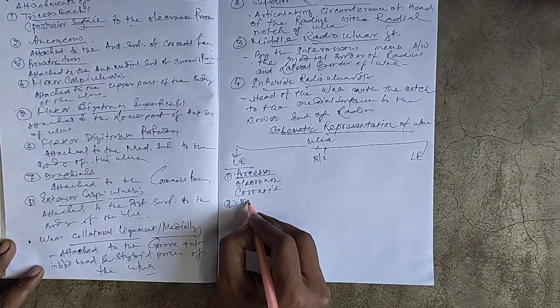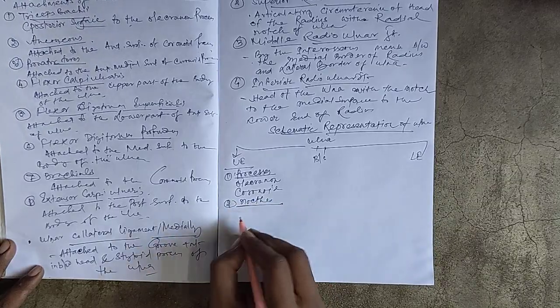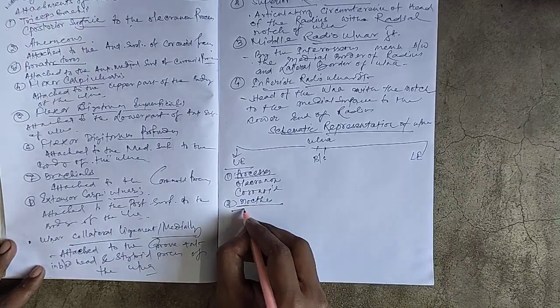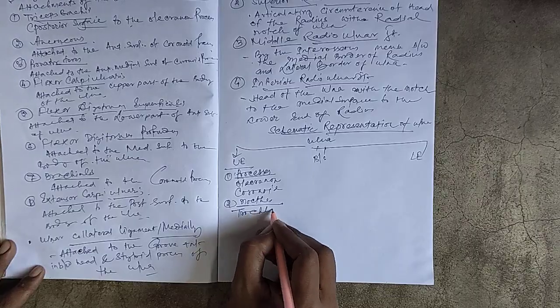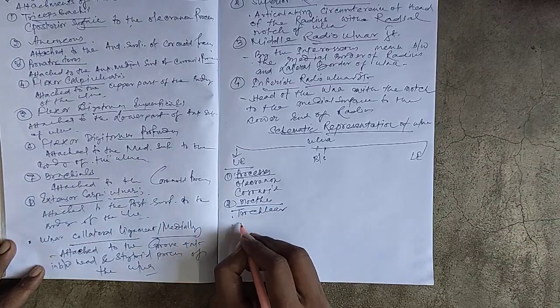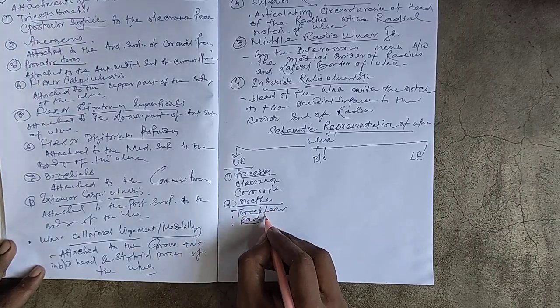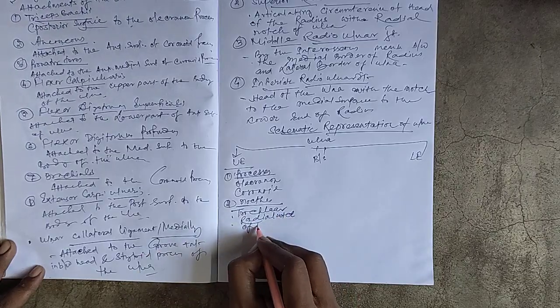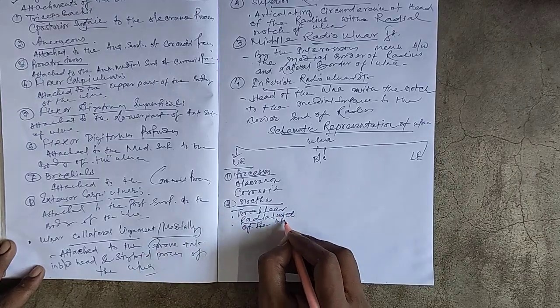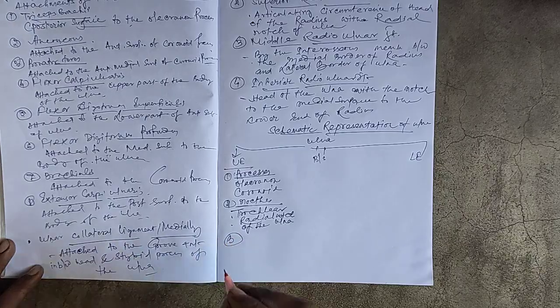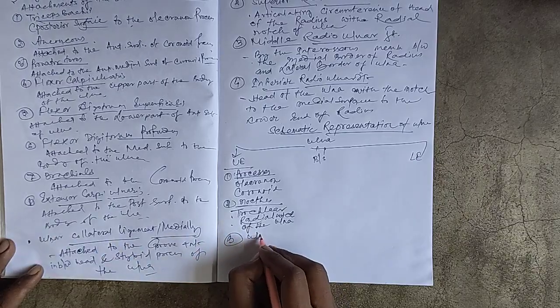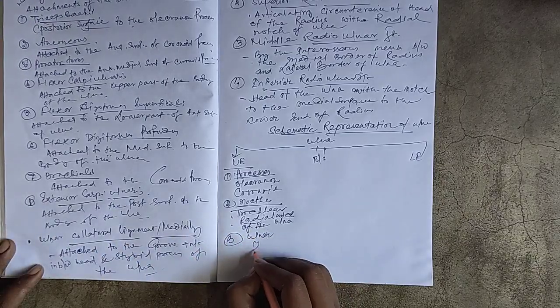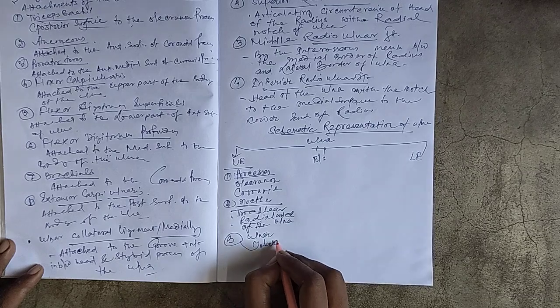There are two notches, that is the trochlear notch and the radial notch of the ulna. And number three, that is the ulnar tuberosity.